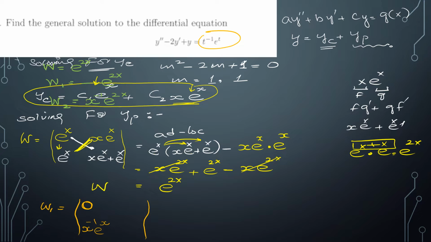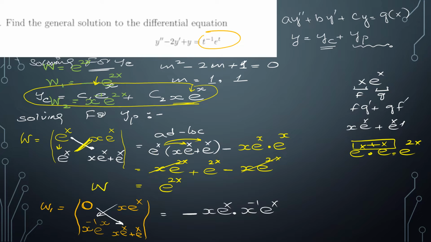Okay, so the second column stays the same, that is x e to the power x and x e to the power x plus e to the power x. Now our thing is AD, so anything multiplied by 0 gives me 0, minus BC, that means x e to the power x times e to the power negative x times e to the power x.